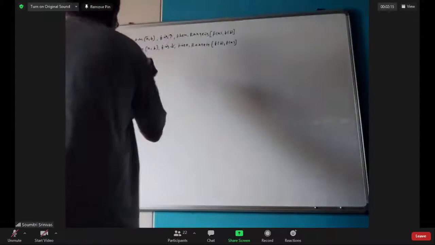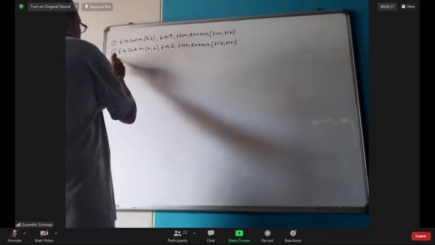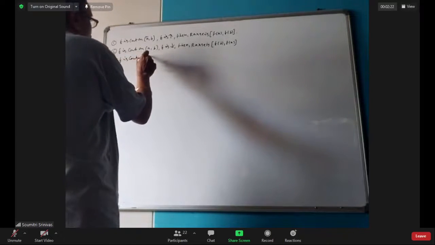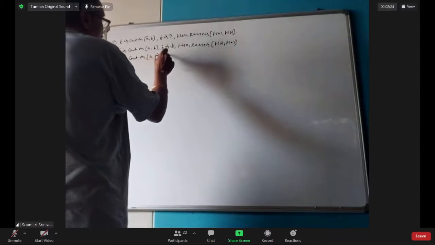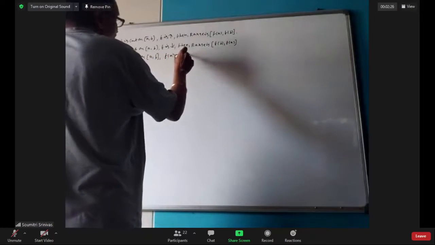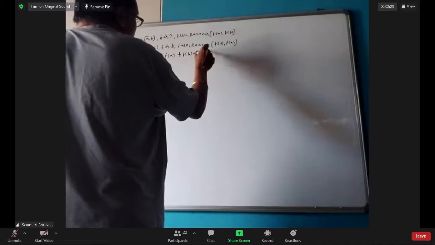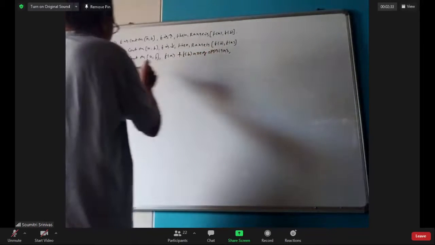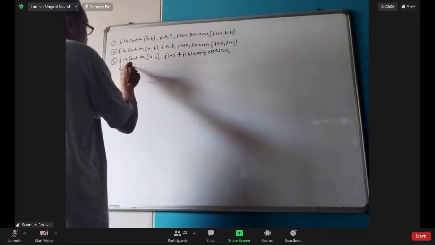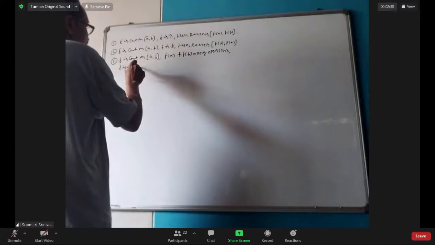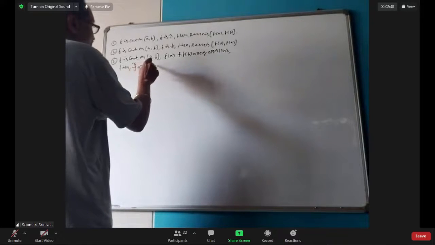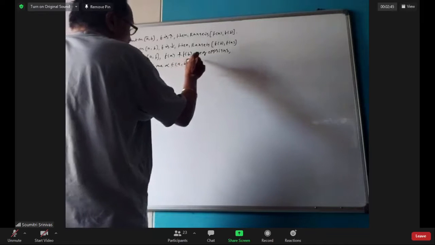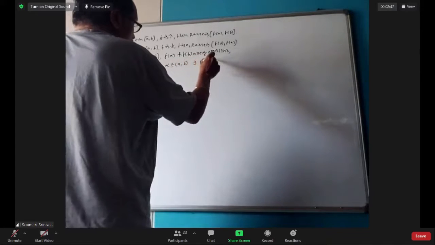Third one, Balaji. F is continuous on closed [a, b]. f(a) and f(b) are of opposite signs, correct? Yes, sir. Then there exists at least one alpha belonging to open (a, b) such that f(alpha) is equal to 0.